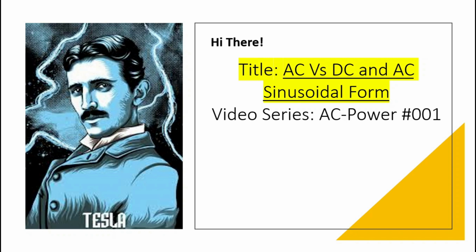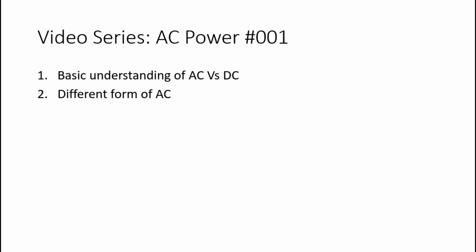As you can see, the title of this episode is AC vs DC and AC in a sinusoidal form. So, the things we are going to learn in this video: the first one is the basic understanding of AC while comparing it with DC, and the second is the different forms of AC. From all of these forms of AC, the most abundant form of AC is the sinusoidal form. So we will study why sinusoidal forms of AC are more abundant.